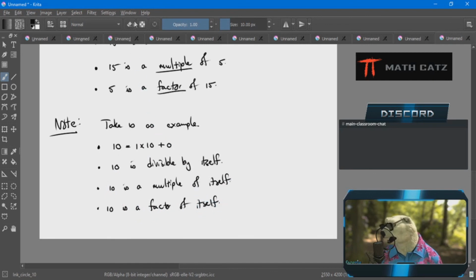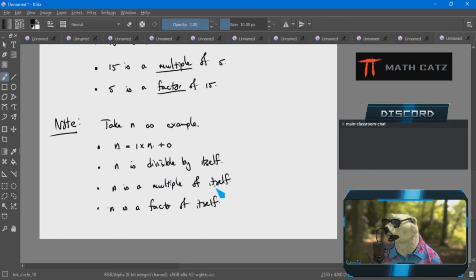Now I just took 10, right? It could be anything. It could be any number. I am not attached to this 10 in any way. I could just call it A or B or N for any number. Yeah, there we go. Make it an N. So any number is a multiple of itself, is a factor of itself.